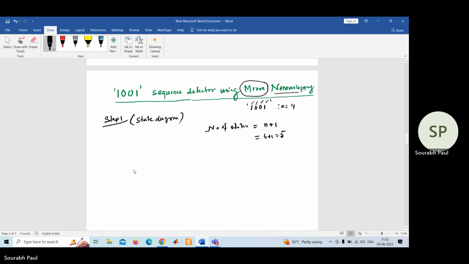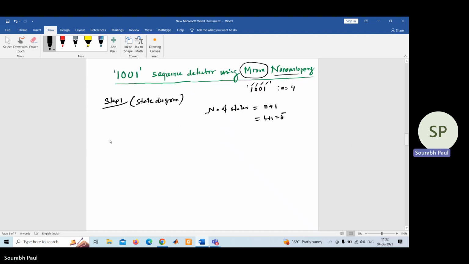Now we can come to the state diagram. So we have calculated that 5 states are there. We can write them down as A, B, C, D, and E. These are the 5 states. Okay, after that, what do you need to do? You need to make some directions and write these values. Here 1, then 0, then 0, then 1, because we need to detect 1, 0, 0, 1. So blindly you can write 1, 0, 0, 1 here. Okay.